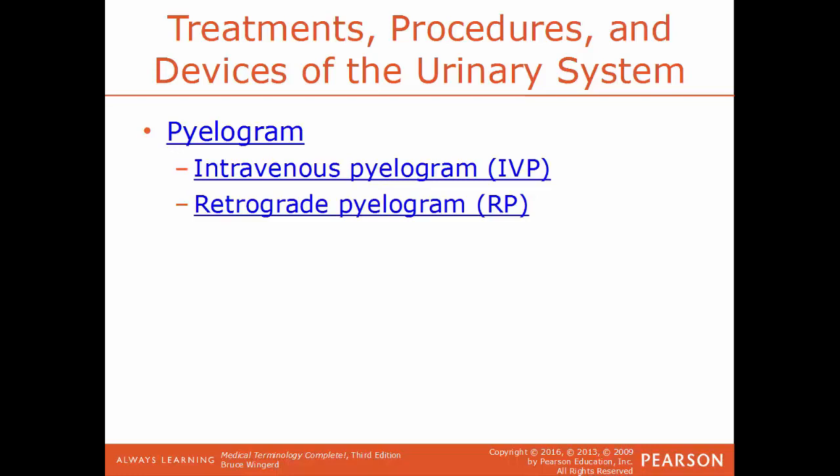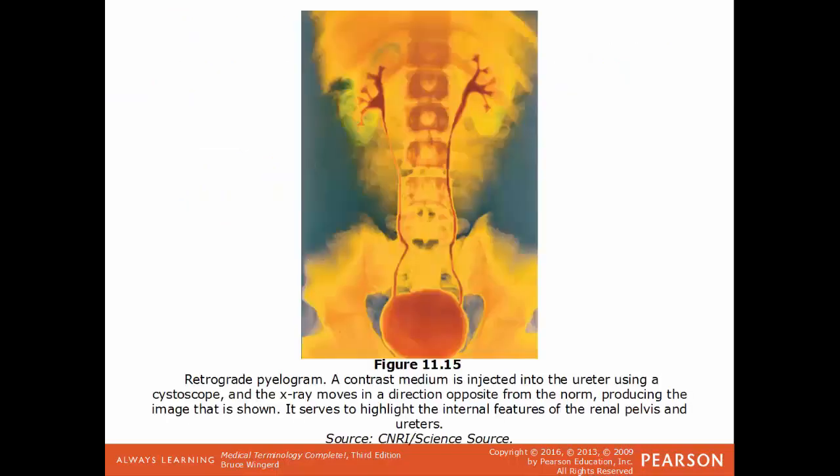Another example of this would be an RP, a retrograde pyelogram. It's still a radiologic exam of the tract, but you're going backwards through the urinary tract. The dye is injected into the ureter. The contrast dye that's injected will flow up. So the dye is going in the opposite direction that urine normally would. That's why it's called retrograde. Right, there's an example of how this would look.